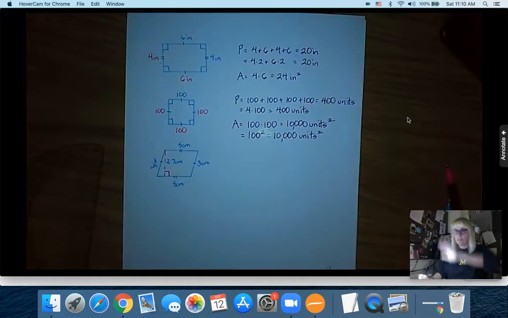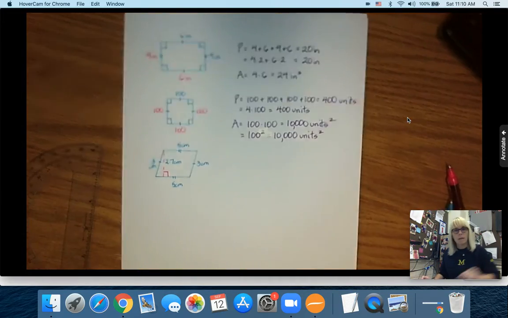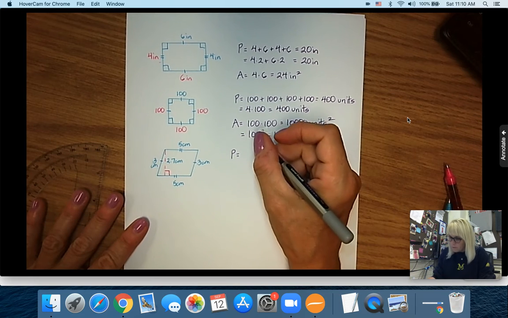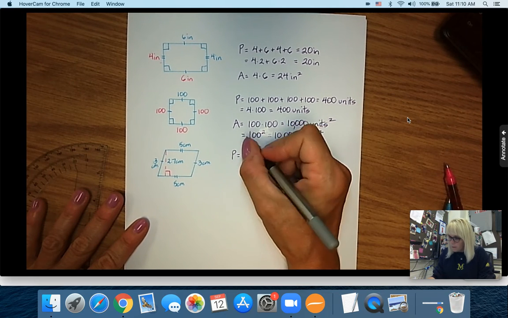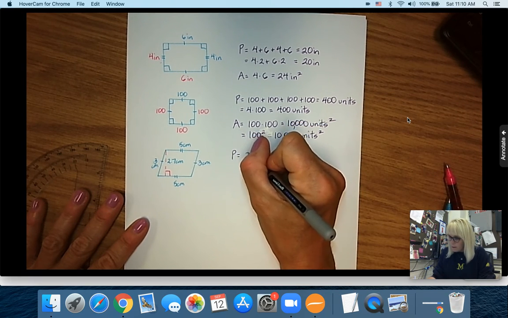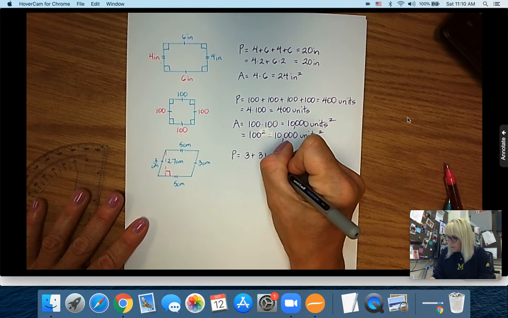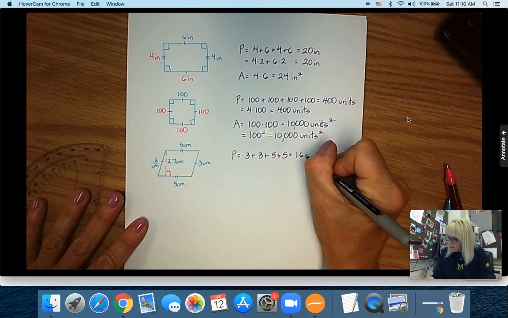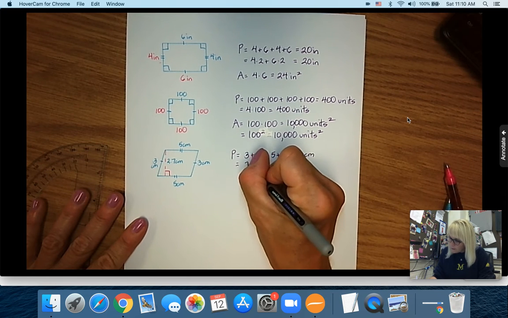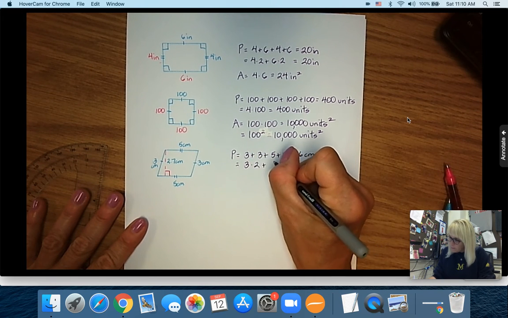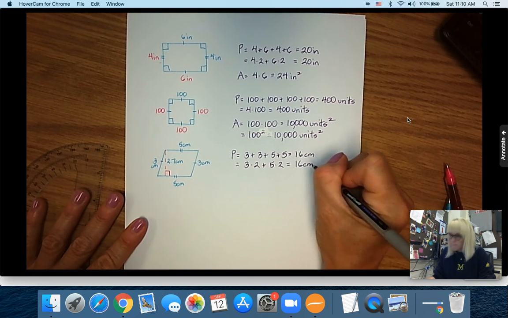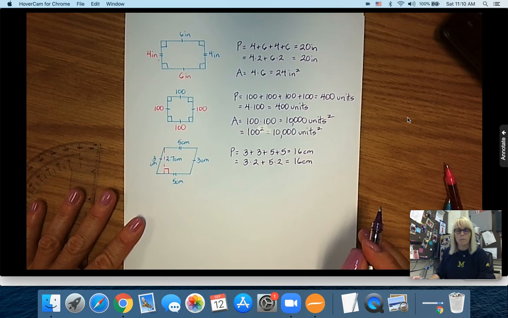Oh, and there go the lights. As I'm coming back, the perimeter, we add the 4 sides together because we're building a fence around the parallelogram. So we could say 3 plus 3 plus 5 plus 5, which would equal 16 centimeters. Or we could say that's 3 times 2 plus 5 times 2, which is 16 centimeters. Either way, that's the perimeter.